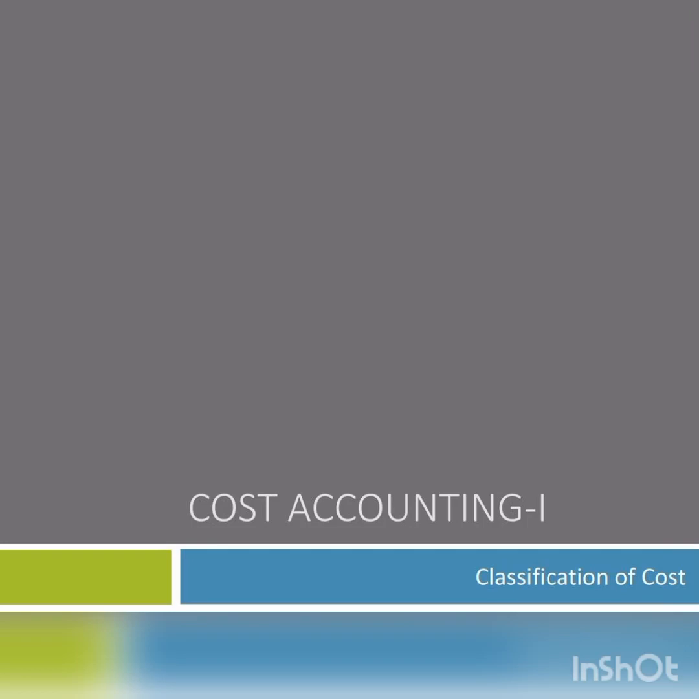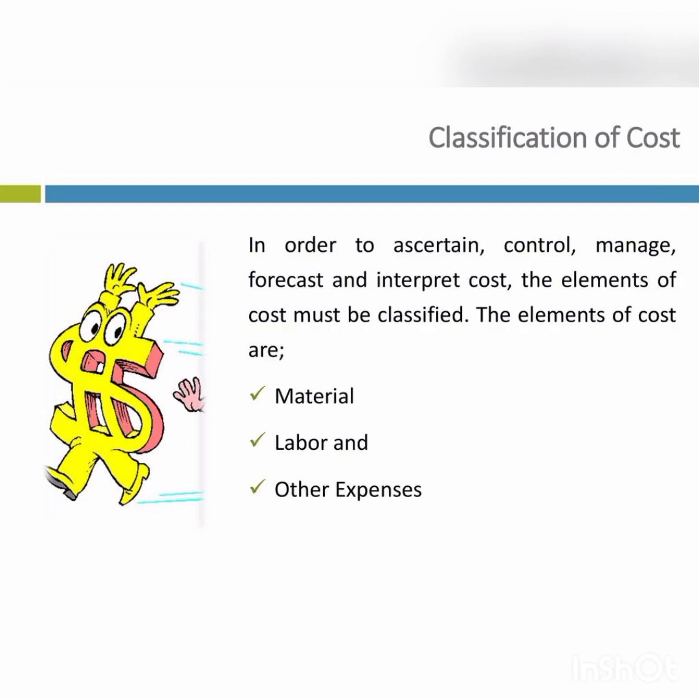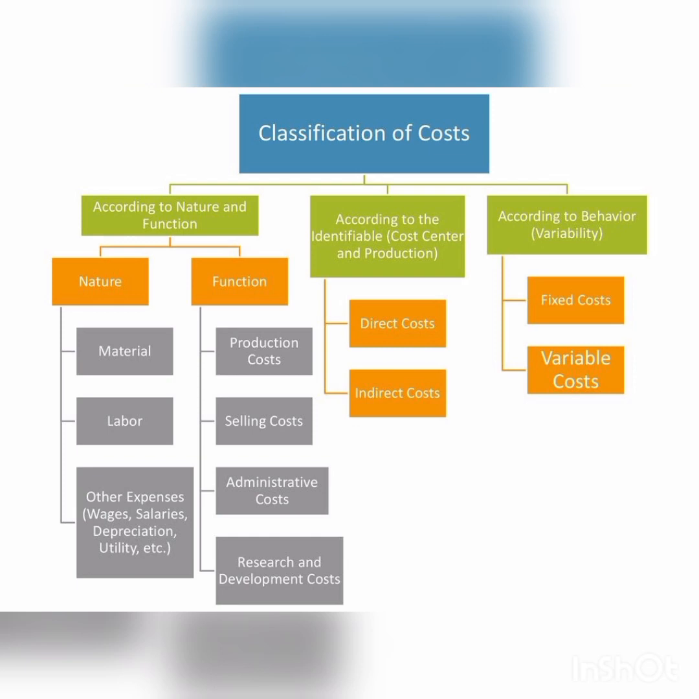In this video, we are going to see about classification of cost accounting. Classification of cost. The term cost itself is without any significant meaning, and therefore it is always advisable to use it with an adjective or phrase such as prime, direct, indirect, fixed, variable, controllable, opportunity cost, and the like, in order to ascertain, control, and manage material, labor, and other expenses.